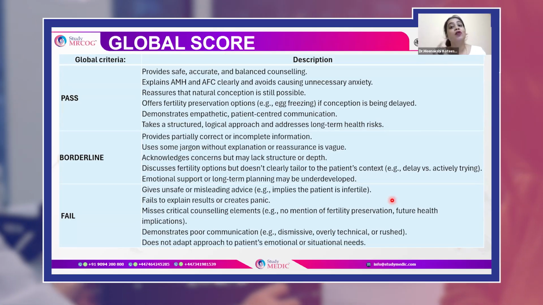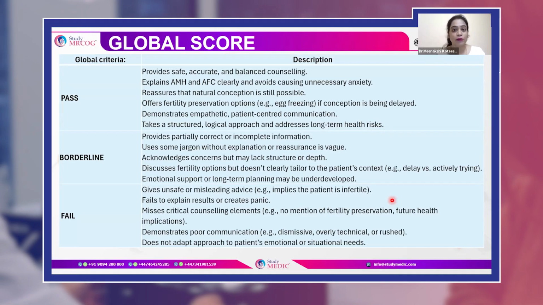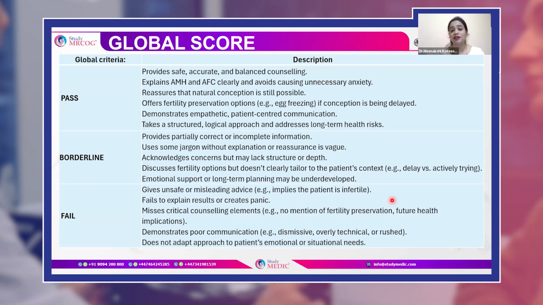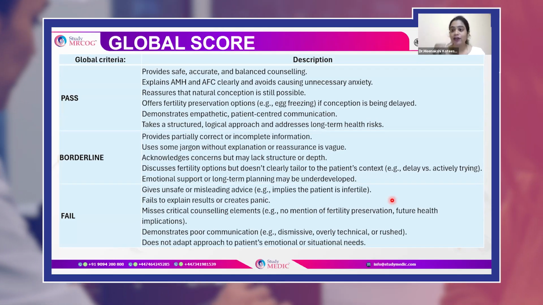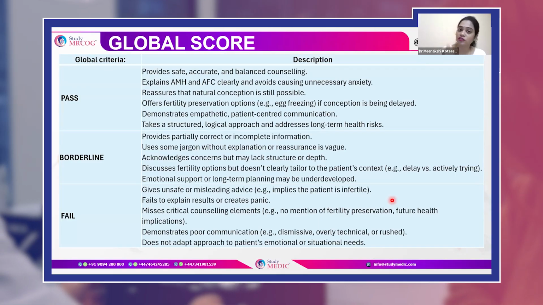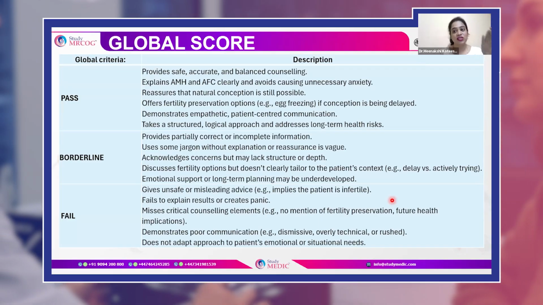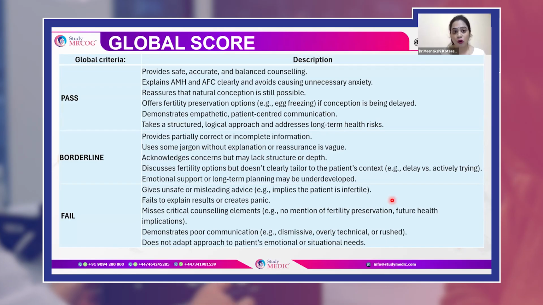And always try and understand what she wants, and you have to tailor your communication according to what she wants, and look at her emotional concerns. If she is very sad or if she's upset, acknowledge that, but otherwise just go with the flow. Anything that is in between this pass and fail would come under the borderline.